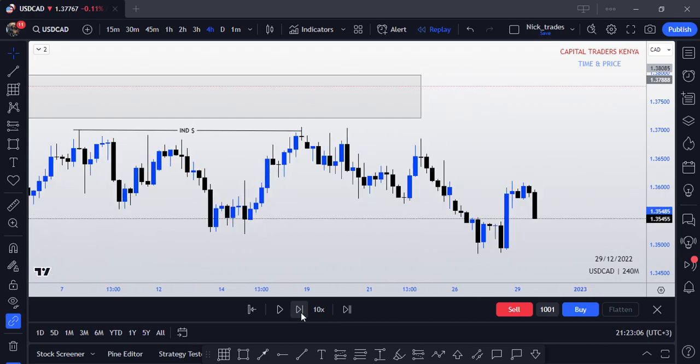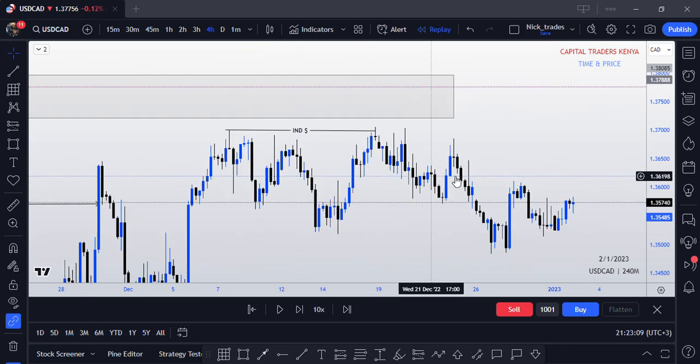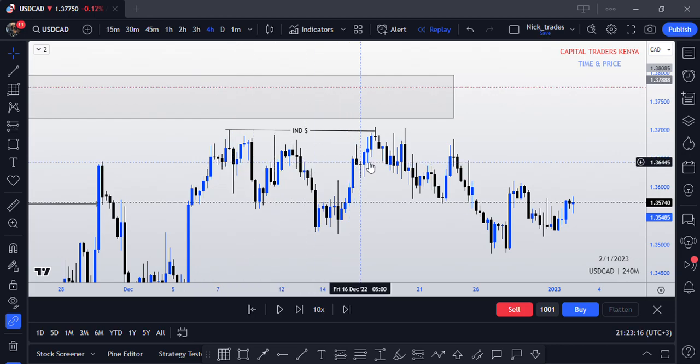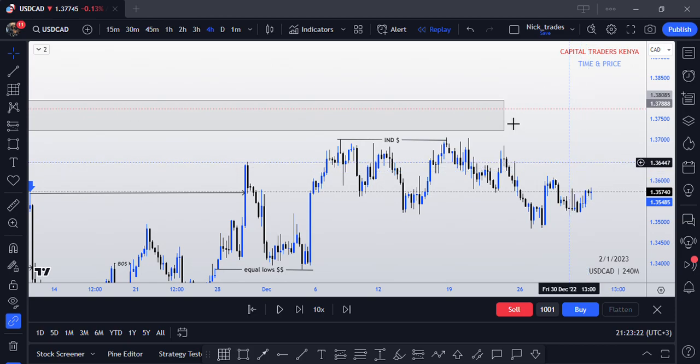Which month is this? Let's look at this. This is December, right? So you can understand, this is from the 7th of December. The whole of December, it was much of a range, right? Until January now of this year. Now, the year has ended without a setup.